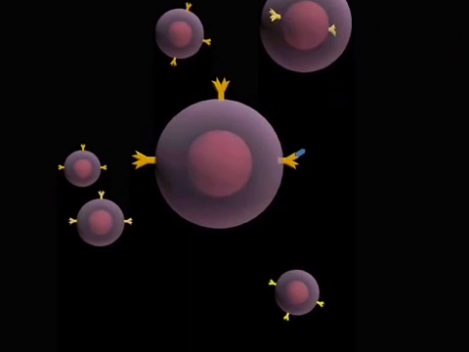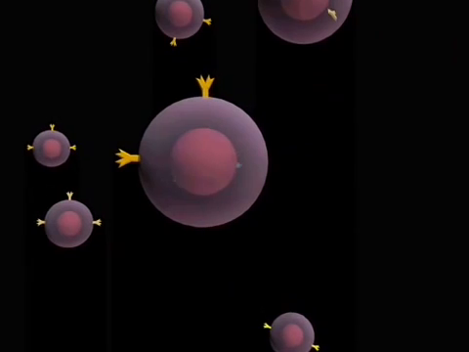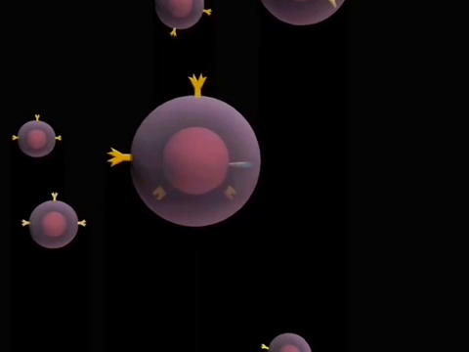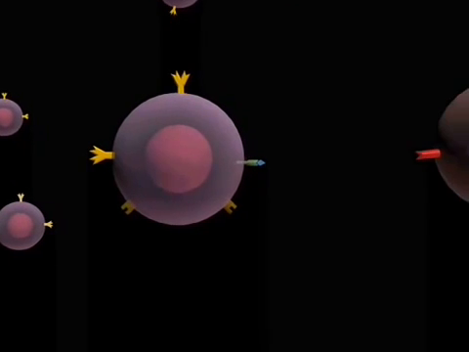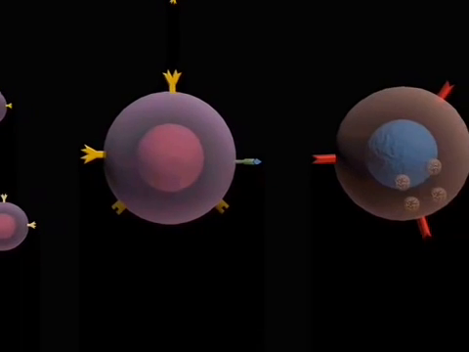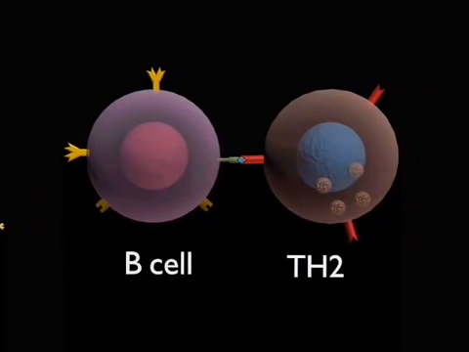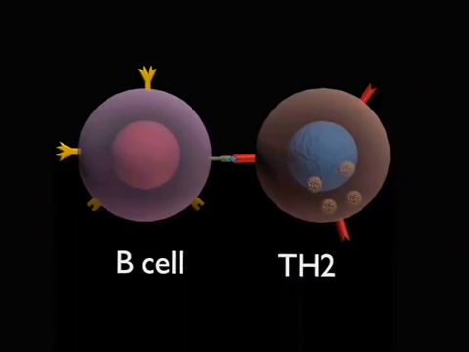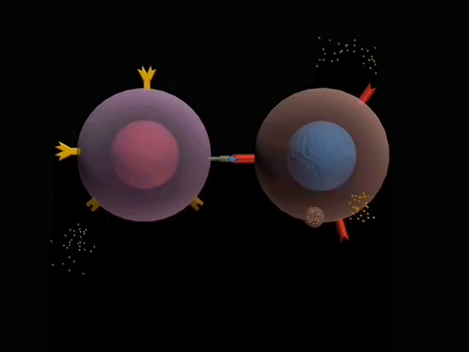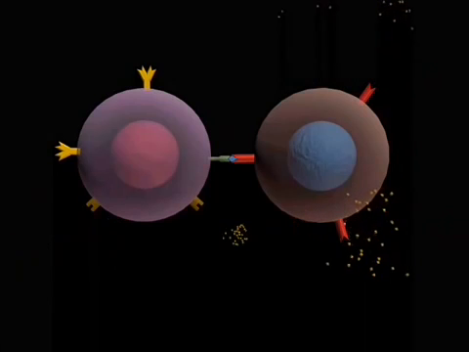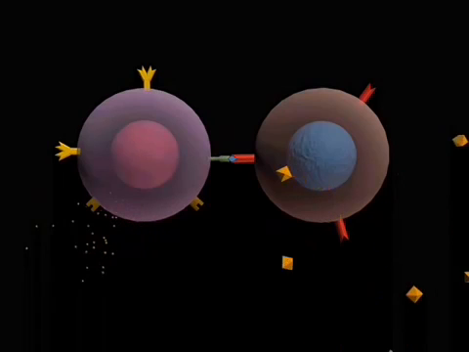It is internalized and processed. Antigen fragments are subsequently re-expressed on the B cell surface associated with MHC class II molecules for presentation to Th2 cells. Receptors for interleukin-4 are also induced on the B cell. Presentation of the antigen to the Th2 cell causes vesicles within the T cell to fuse with the cell surface and release cytokines, including interleukin-4, which then binds to the interleukin-4 receptors on the B cells.